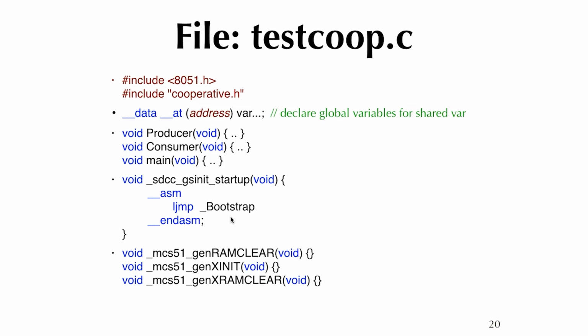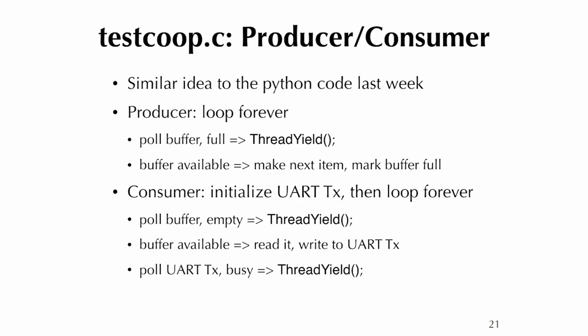And so on startup, it jumps to bootstrap. Okay, and then we'll talk about how bootstrap should look like. So the idea is very similar to the Python code, but you do need to remember to call thread yield, right? And then you pull the buffer. If it's full, then call yield. And if the buffer is available, then you make the next item and then mark the buffer full.